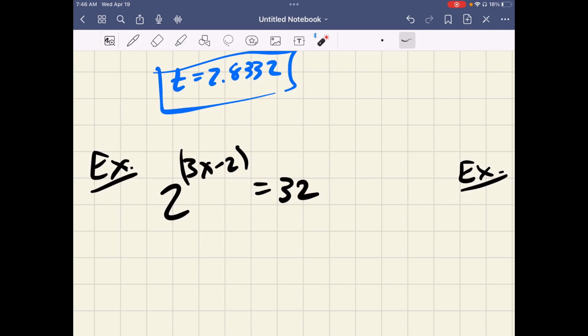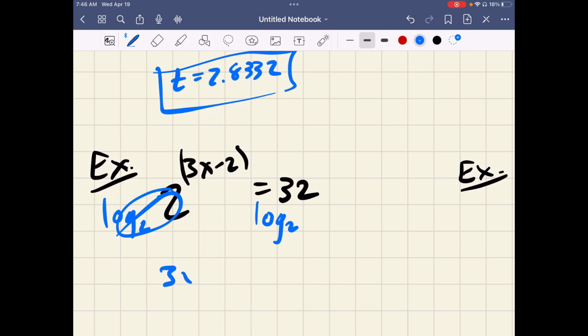I have the unknown value up here in the exponent, so I'm going to take the log base 2 of both sides. The reason I do that is because the log base 2 and the 2, those are opposite operations, and they cancel each other out. I got 3x minus 2 over on the right, and I've got log base 2 of 32.